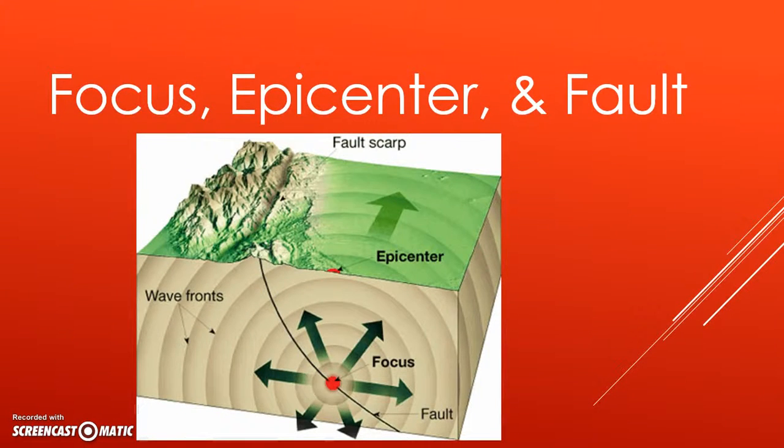So the focus, the epicenter, and the fault. You can see here you have your focus and you have energy being radiated out in all directions. Focuses are usually lying along a fault line. That's what this black line is here, and you can see that it travels through the landscape. And then directly above the focus, this red dot, you can only see half of it, is the epicenter. So it's directly above the focus on the surface of the earth.